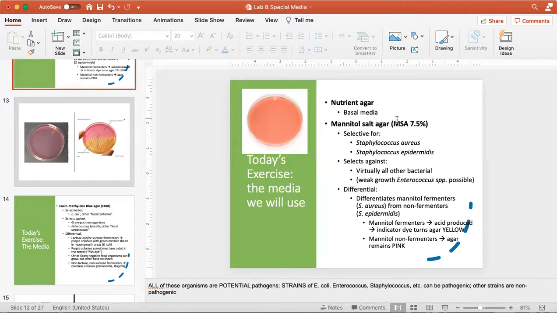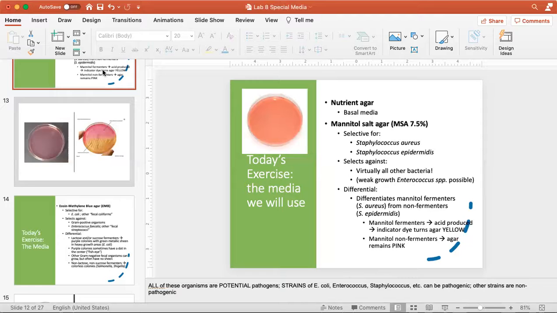Now, mannitol salt agar, as we talked about just a minute ago, is a selective and a differential type of media. It selects for 2 kinds of Staphylococcus, at least if we put 7.5% salt in it. It's going to select for Staphylococcus aureus and Staphylococcus epidermidis. It's going to select against virtually everything else. Although remember, it is possible to get a weak growth of Enterococcus and Micrococcus. And of course, one of our organisms today is an Enterococcus.